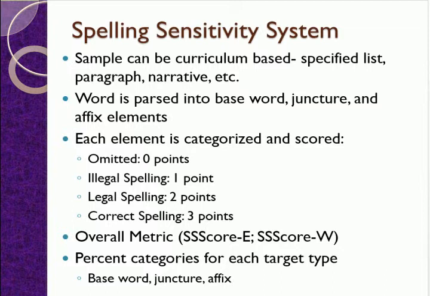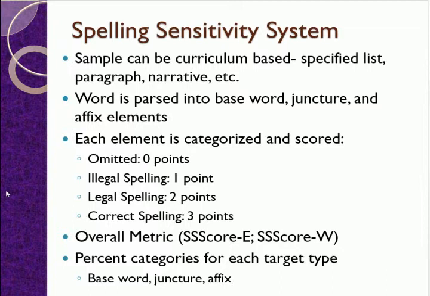You can get an overall metric, or you can get percent categories for each kind of target type. Elements that are included in the base word of the stem. How often a juncture change is spelled correctly or not. How often an affix is spelled correctly or not. The manual covers the use of each type of score, as well as the videos also present examples.